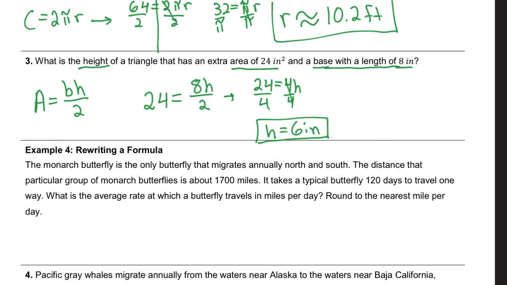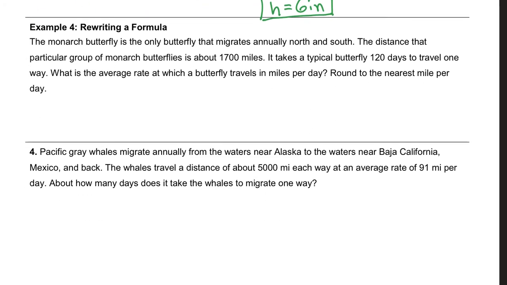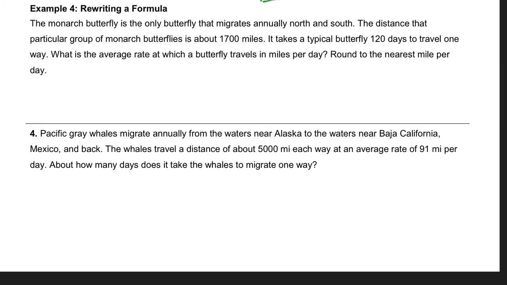Okay, so moving to the final example, rewriting a formula. It says the monarch butterfly is the only butterfly that migrates annually north and south. The distance that a particular group of monarch butterflies travel is about 1,700 miles. It takes a typical butterfly 120 days to travel one way. What is the average rate at which a butterfly travels in miles per day?